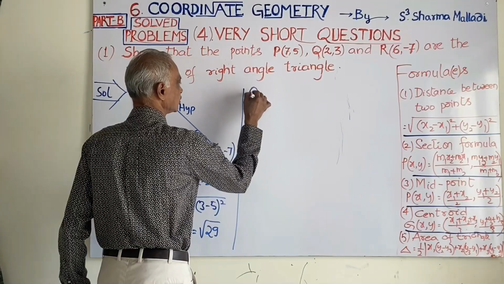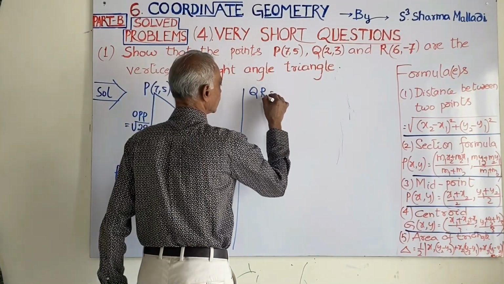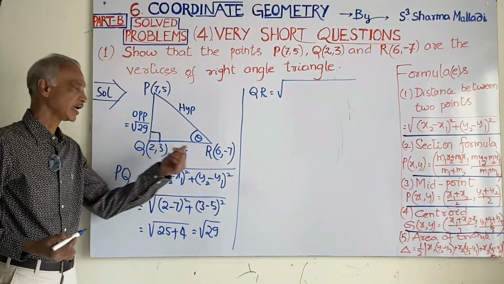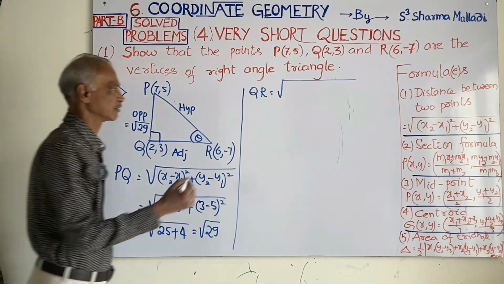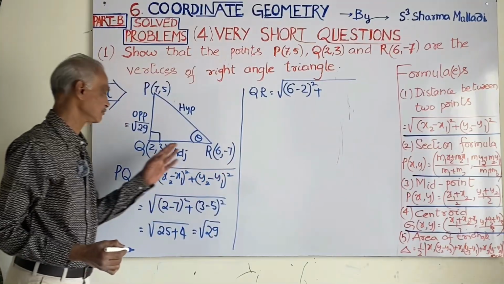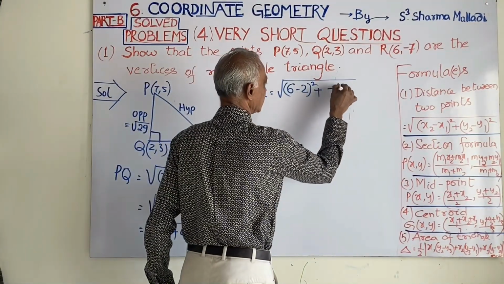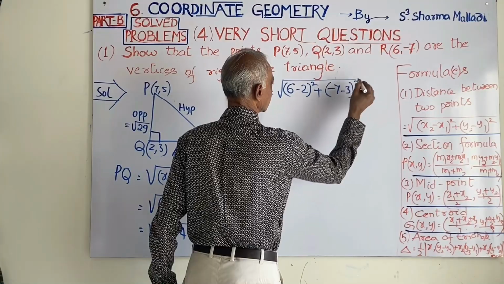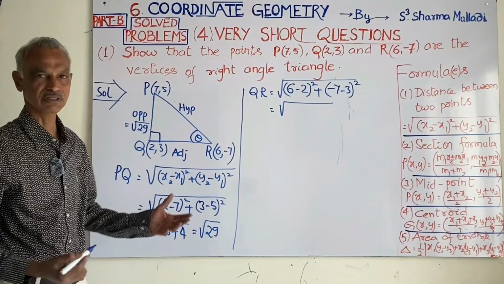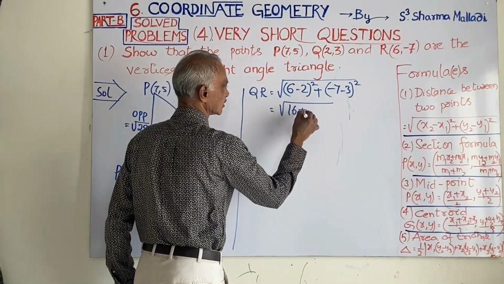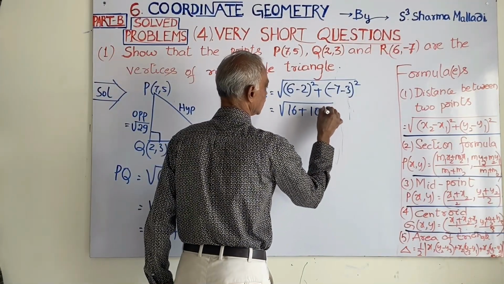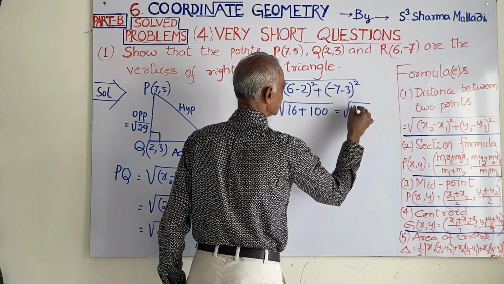Now find the distance between Q and R. Square root of, now, x1, y1, x2, y2. (6 minus 2) whole square plus (minus 7 minus 3) whole square. You will get 6 minus 2 means 4, 4 square means 16, plus minus 7 minus 3, minus 10 whole square means 100. You are getting root of 116.